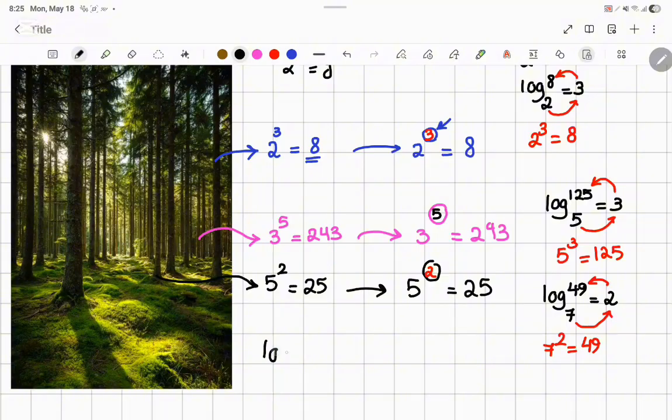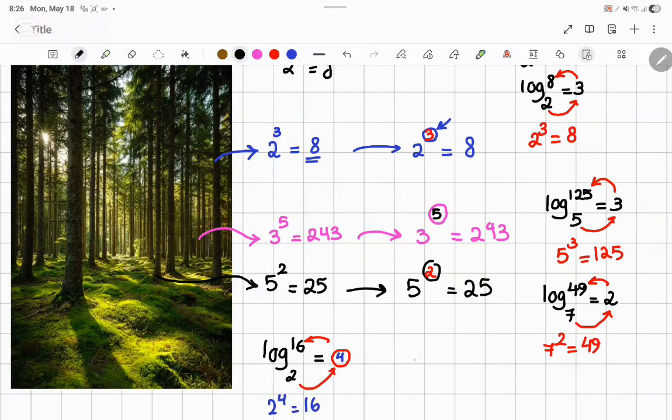Log base 2 of 16 is, meaning if we want to answer this, 2 to the power of what is 16? What's the answer to this? 2 to the power of what is 16? 4. 2 to the power of 4 is 16.